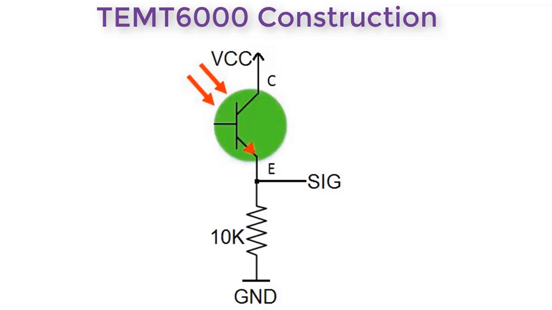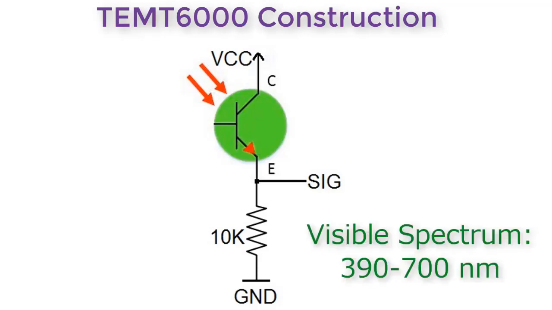This sensor is simply composed of a phototransistor and a resistor that are connected in series. The sensor acts just like a simple NPN transistor. The greater the incoming light on the base, the more current flows from the collector to the emitter. Only light that falls within the visible spectrum of 390 to 700 nanometers will alter the base. Other sorts of light, like infrared and ultraviolet, can't have any effect on this sensor.